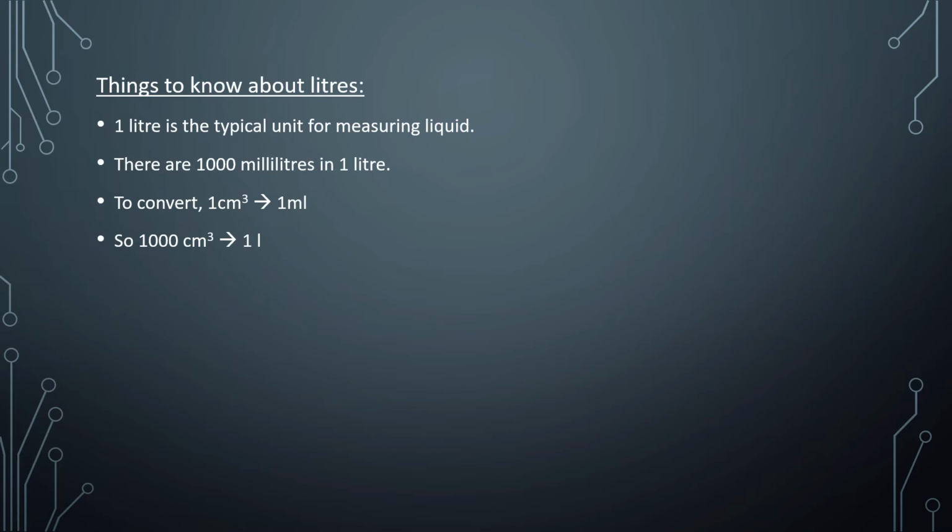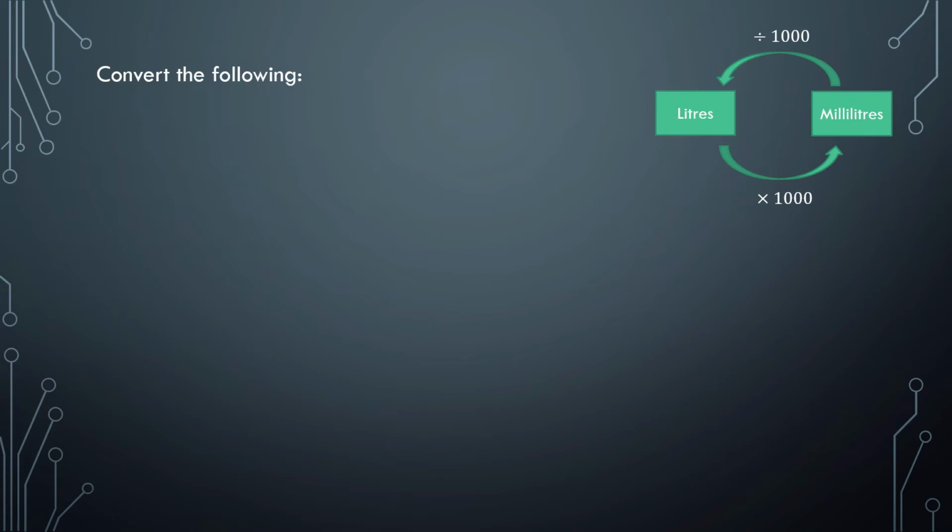If we want to easily convert them, we can use this little conversion chart. If we are going from liters to milliliters, we multiply by 1,000. And if we're going from milliliters into liters, we divide by 1,000. We might want to make sure we get this copied down in our notes. All we are going to do today is look at converting some of the following. We're not going to look at any kind of measurements, we're just going to look at changing from one unit into the other.